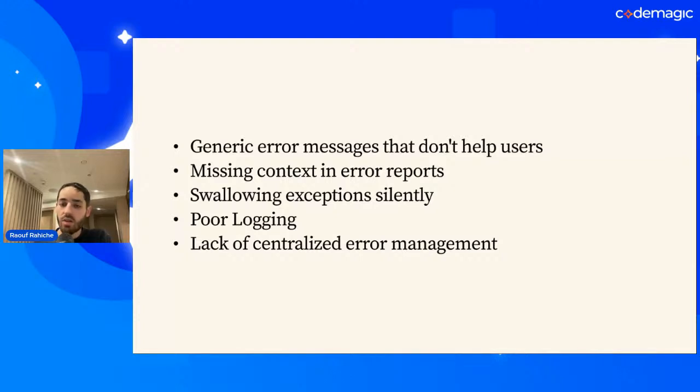When someone says, oh, this is not working, you cannot tell whether the reason was the network, or the memory, or the file system, or the firewall. You need to know as much context as possible. So missing context is the second problem. Then there is swallowing exceptions, which is when you catch an error and you don't send the information about it.